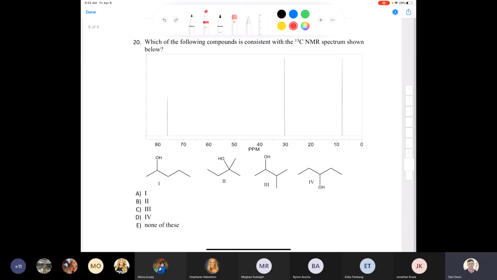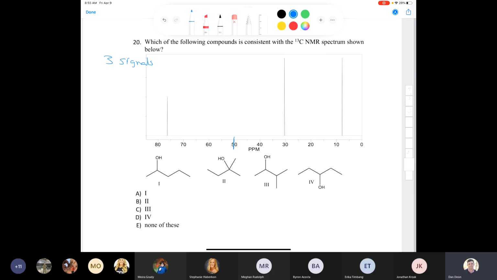All right, number 20. Which of the following compounds is consistent with this carbon-13 NMR spectrum? Notice that there's no absorbances above 80 parts per million, and so they just cut that part of the spectrum out. We've got 3 signals here, don't we? Come on, Ben. We've got a total of 3 signals, right?